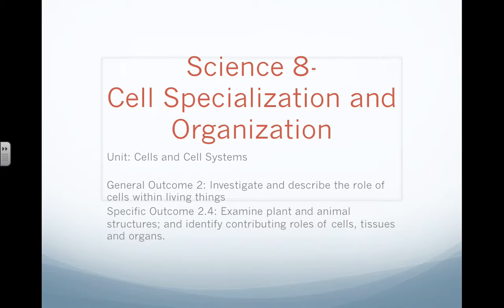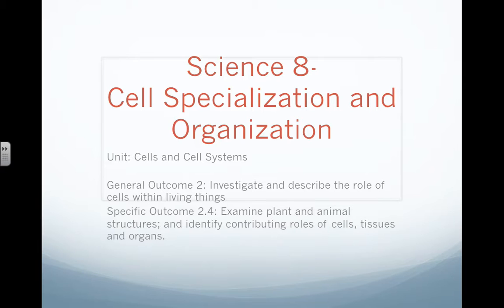So again, we're still studying the unit Cells and Cell Systems. General Outcome 2, we're investigating and describing the role of cells within living things. And this screencast specifically is talking about specific outcome 2.4. We're examining plant and animal structures and identifying contributing roles of cells, tissues, and organs.